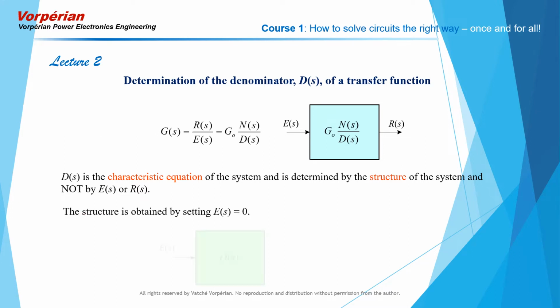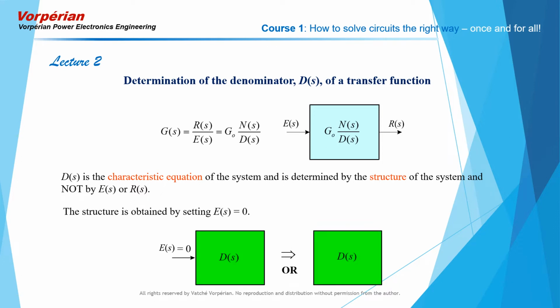We can illustrate these concepts on the block diagram as follows. First, since the response has nothing to do with D of S, we drop it out of the block diagram. And since we have to set E of S equal to 0, we see that the whole block diagram reduces simply to a block with D of S written in it.